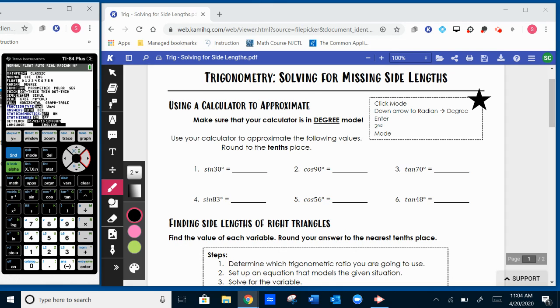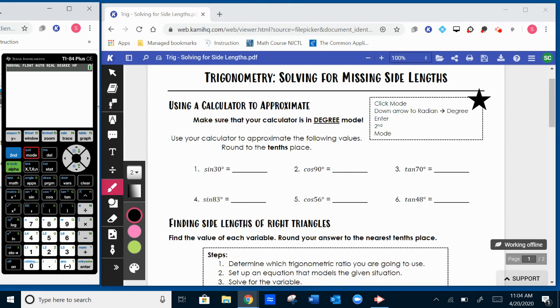You want to check this every single time that you get ready to use your calculator, because if it is not in degree mode, you will get incorrect answers. So it's just to be safe every time to make sure that we have it in degree mode. Once you have that, you can click enter to select it, and then second mode to exit out of it. Now our calculator is in degree mode and it is ready to go.